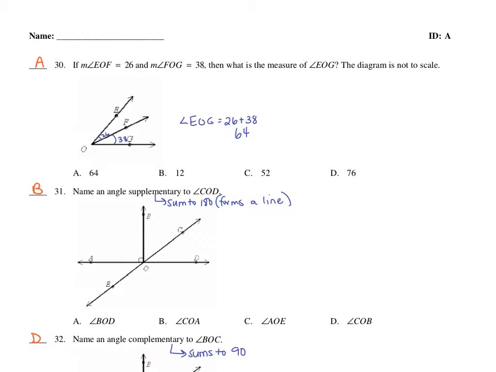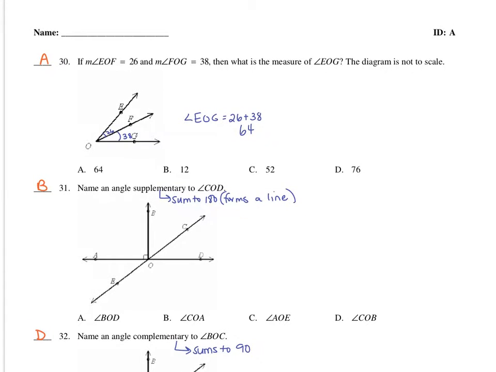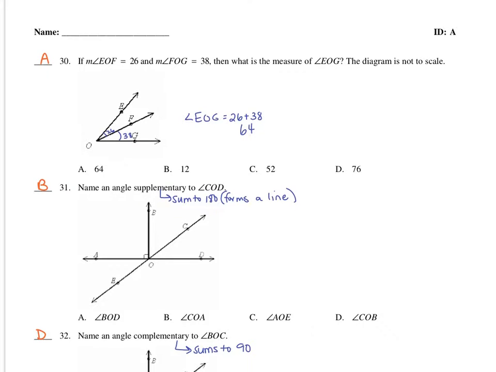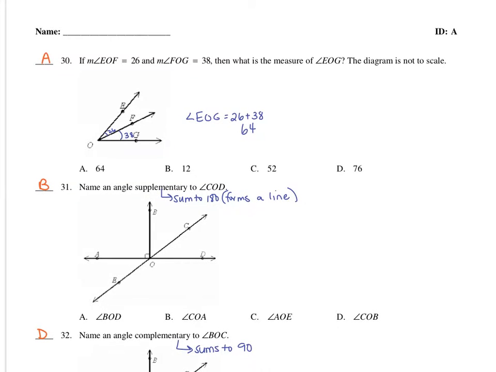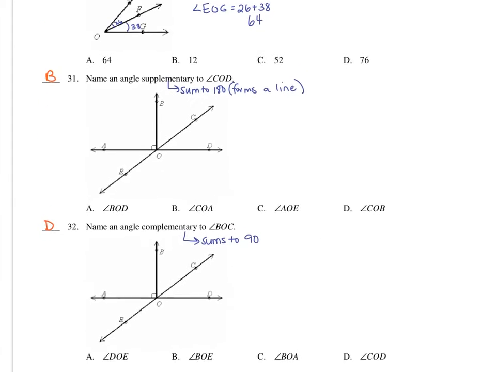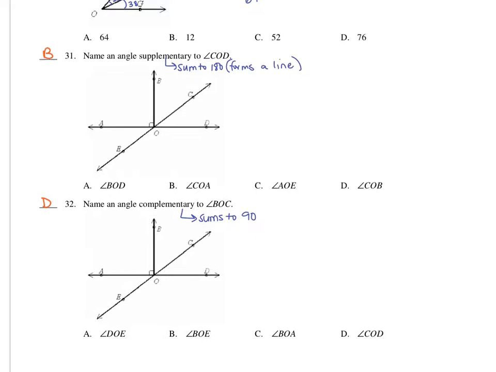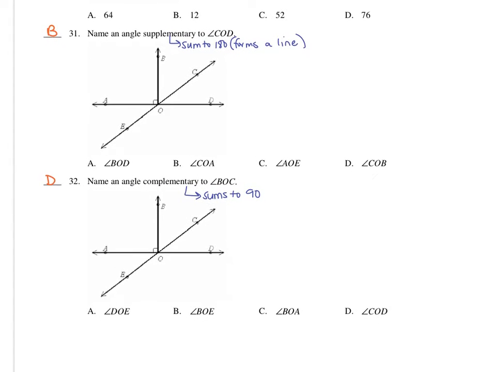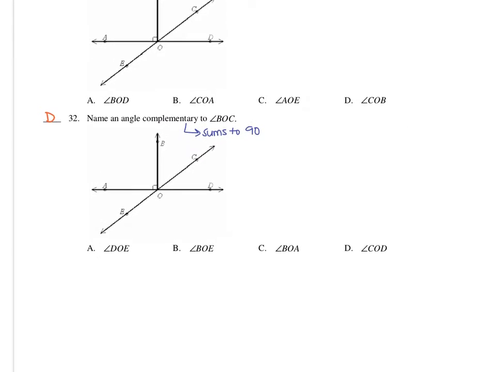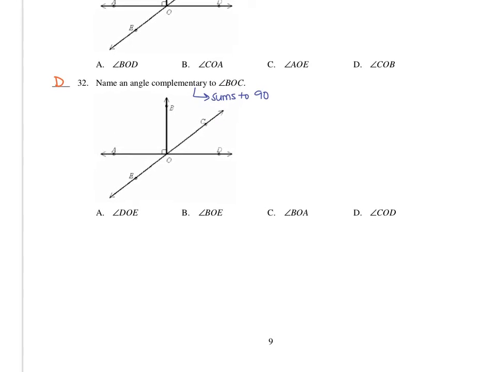Okay, 30. So this one said EOF is 26 and FOG is 38. Find the measure of EOG. So you just have to add those two together, and you'd get 64. 31. Name an angle that is supplementary to angle COD, which is BOC or AOC. Supplementary would add up to 180, which would form a line. 32. Angle complementary, which would sum to 90, would be DOC or COD.